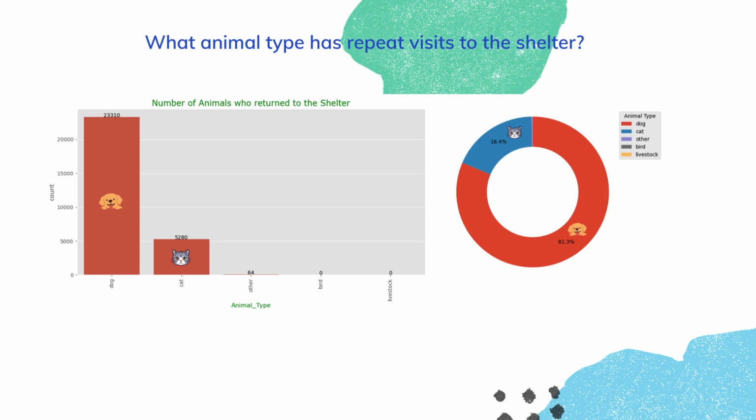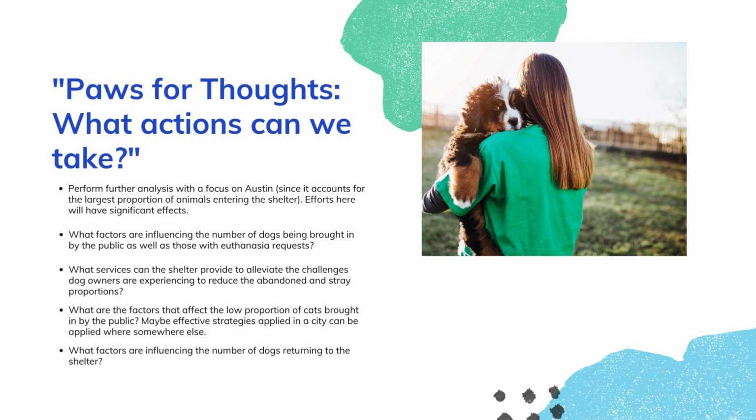What animal type has repeat visits to the shelter? It's clearly seen that dogs and puppies make up a significant proportion over cats and kittens that revisit the shelter. So let's pause for thoughts. What actions can we take given the findings from our analysis thus far?